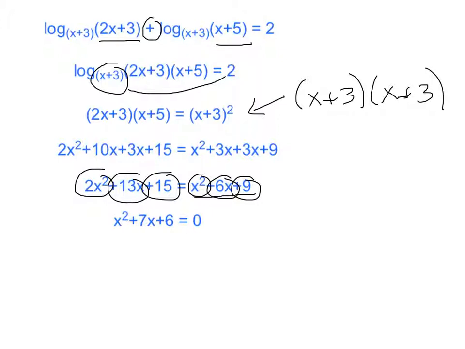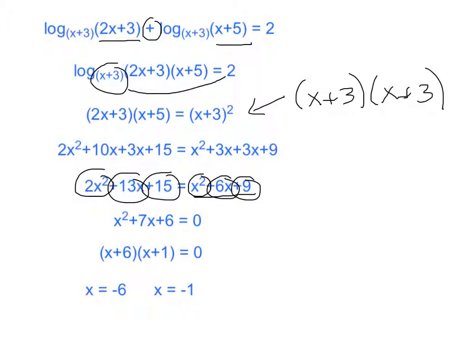And from here, all you have to do is factor. Two numbers that multiply to 6 and add to 7 are 6 and 1. So we'll have x plus 6 and x plus 1. And to finish solving, you would make a t-chart, and you'd wind up with x equals negative 6 and x equals negative 1. Now, what's really important with log equations is you have to remember you are not allowed to have a negative log or a zero log.